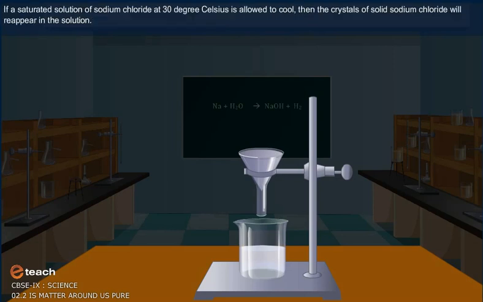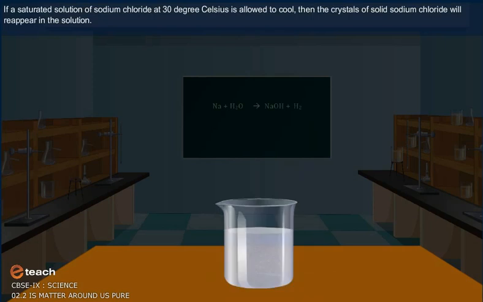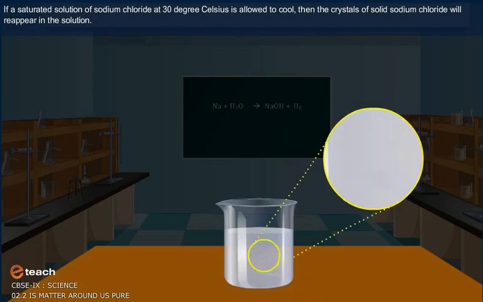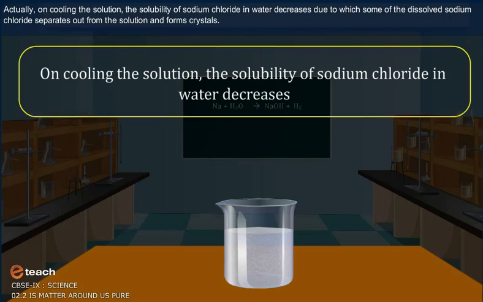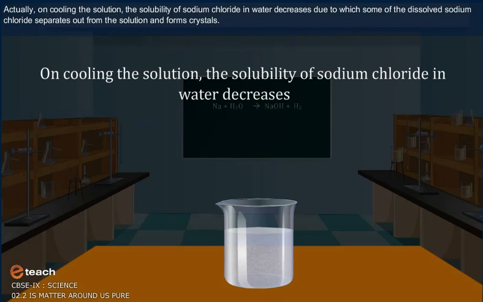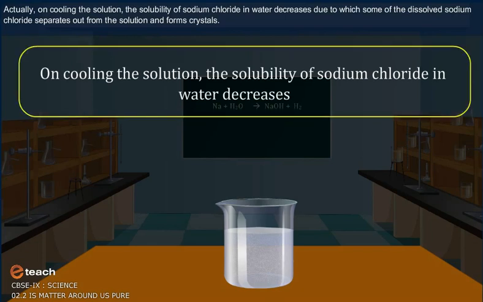If a saturated solution of sodium chloride at 30 degrees Celsius is allowed to cool, then the crystals of sodium chloride will reappear in the solution. Actually, on cooling the solution, the solubility of sodium chloride in water decreases, due to which some of the dissolved sodium chloride separates out from the solution and forms crystals.